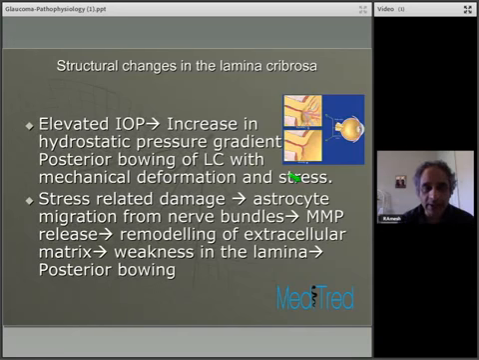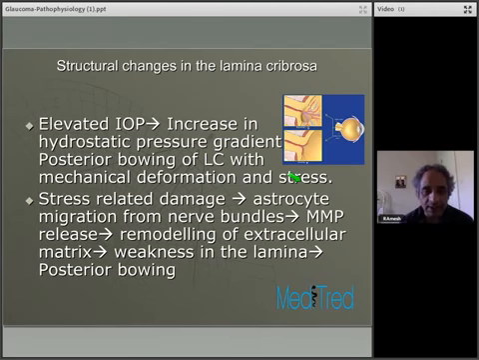So the structural changes in the lamina cribrosa are becoming more and more important, and this is a complex topic to understand in itself. And I encourage you to search the literature to read about structural changes in the lamina cribrosa being published, mostly from monkey models. So the elevated intraocular pressure is supposed to cause an increase in the hydrostatic pressure gradient across the lamina cribrosa with posterior bowing of the lamina cribrosa with mechanical deformation and stress.